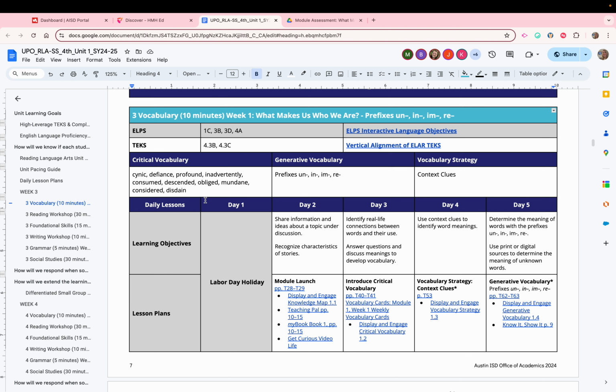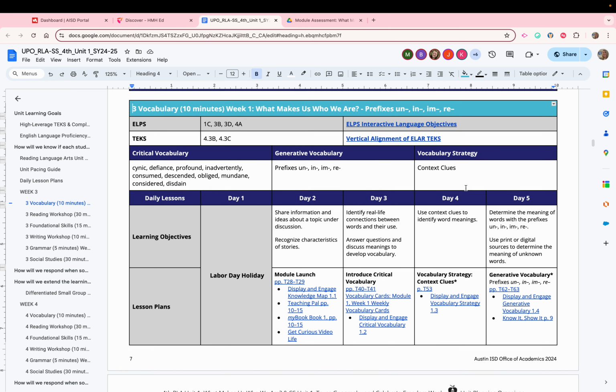The first box is critical vocabulary. This is going to be vocabulary that's used in the texts for the week that is more complex that we might need to go over with students. The middle box is generative vocabulary. These are going to be your affixes, so prefixes and suffixes, and also Greek and Latin roots that you're covering explicitly during that week. And then the box on the right-hand side is the vocabulary strategy that you're engaging with students. These rotate throughout the school year, so no need to intensely focus on that. It's just to kind of keep it in mind, this is the one you're working with.